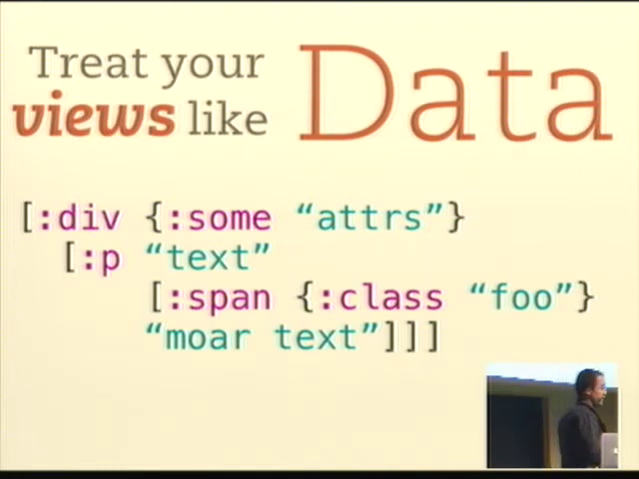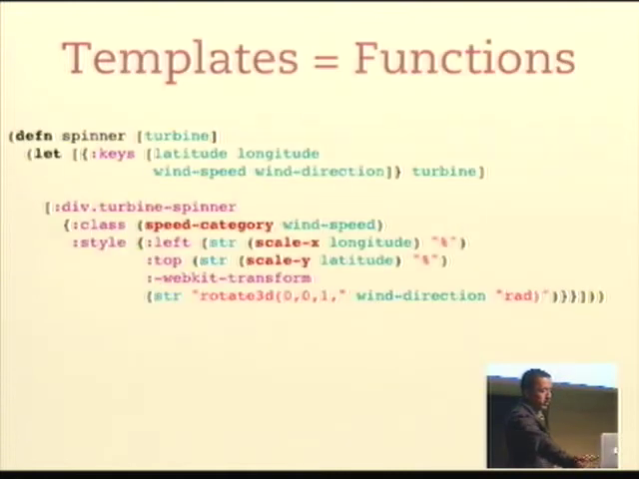So you can see here, this is a single vector, and the first element is a keyword. So it says this is an HTML div, and it's going to have a map of attributes, and then everything else after that is children. So it's got this paragraph child with some text children and another tag and stuff like that. And so you can treat your views as data this way. And if you do that, your templates for your views are really just pure functions, okay?